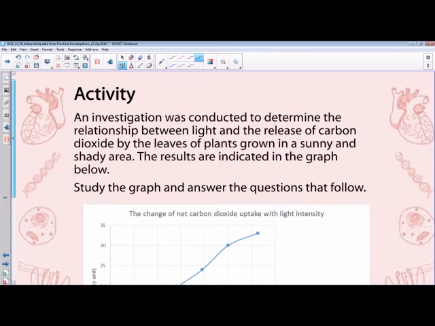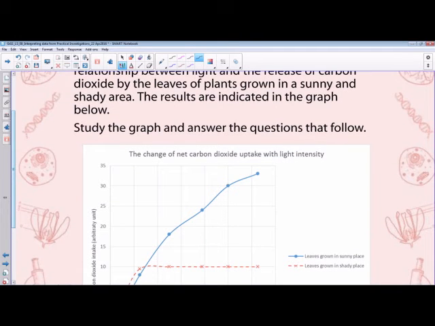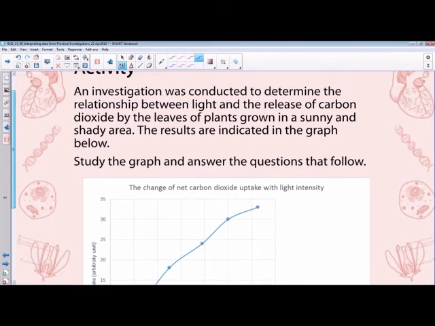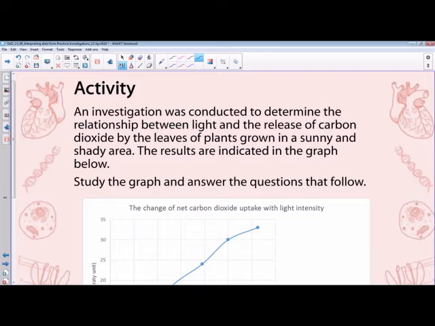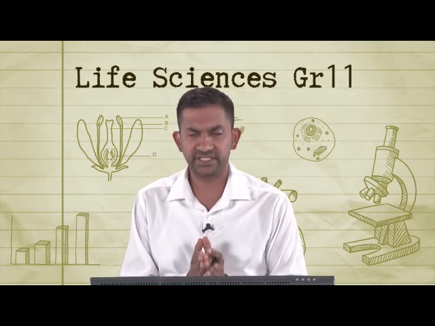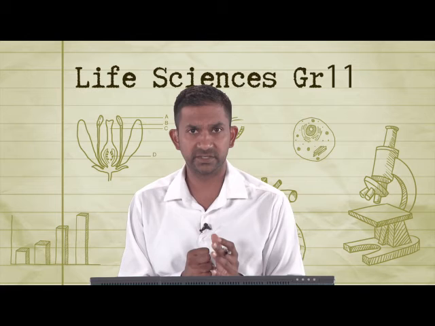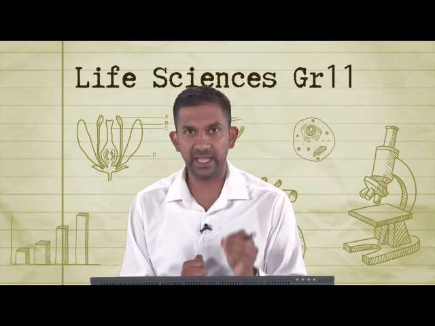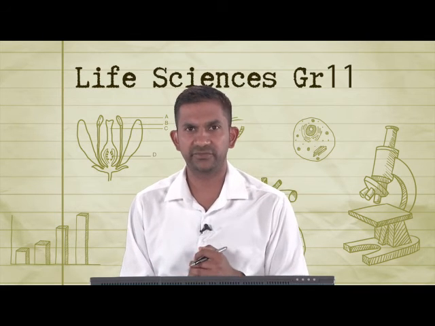So guys, we wrapped up that question. We're going to look at another graph and another investigation. Before we get to that, I think it's very important when you look at an activity where you're testing different variables, it's important for you to understand the aim before you actually start solving the problem.